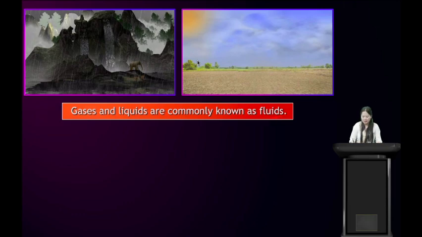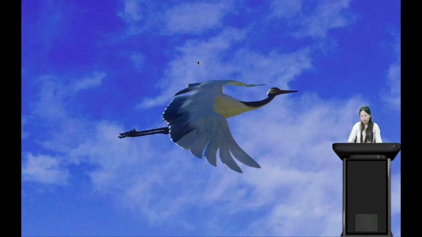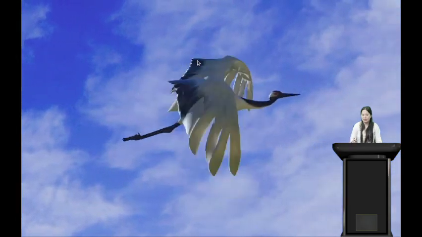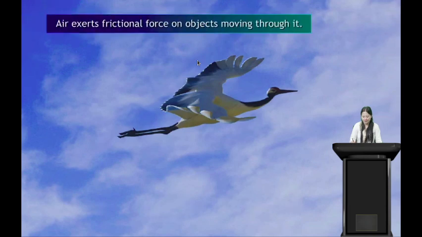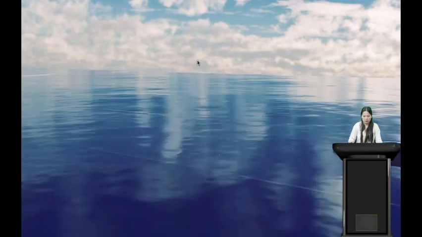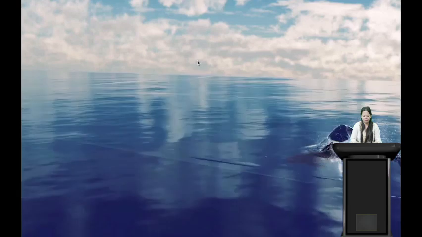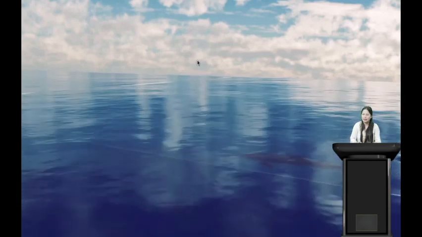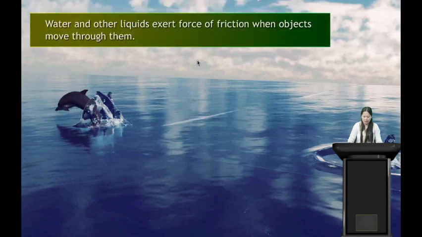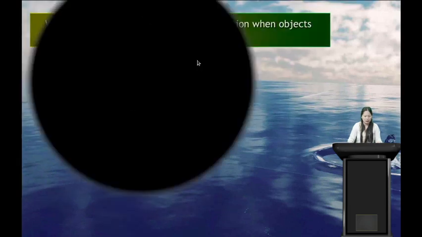Yes, students, let us see. Here we see a bird flying in the air. So our question is, does air exert force on this bird? Yes, right? Air exerts frictional force on objects moving through it. And here we see a fish swimming in water. So is there frictional force acting on this fish when it moves through this water? Yes, water and other liquids also exert force of friction when objects move through them.